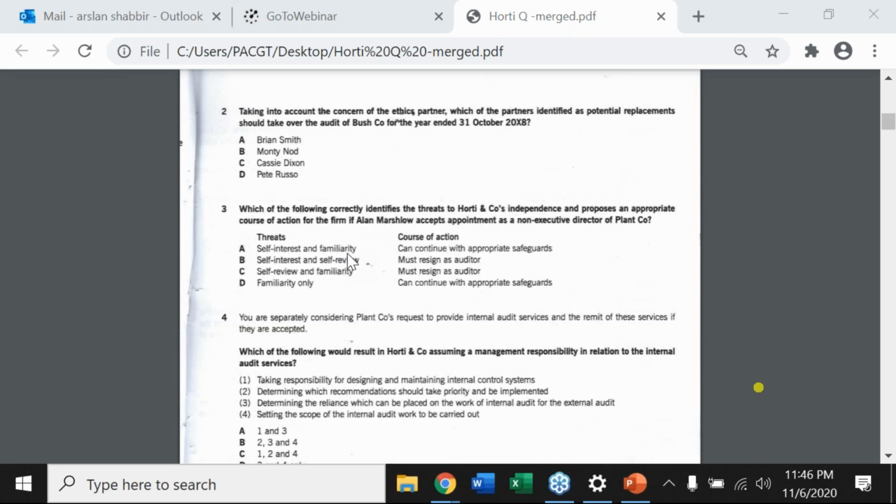Now you have to decide what is the right option, A, B, or C, right? If the familiarity threat is not in option A and D, then how can it be in option C? So obviously there is only one option, that is self-interest threat and self-review threat. Now I will tell you why it is a self-review threat.